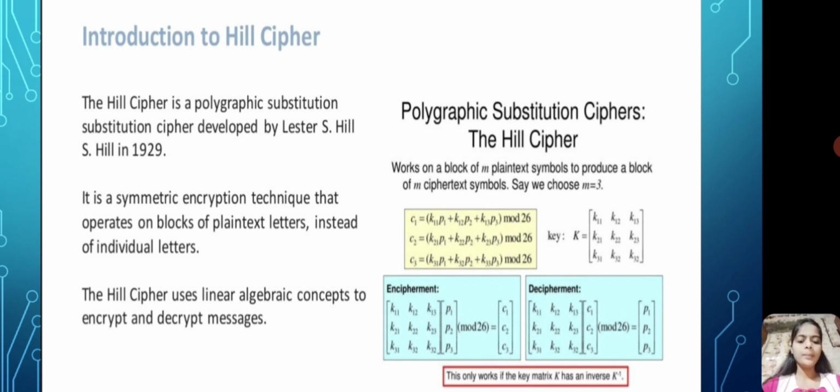We have to multiply each letter. C1 equals P1 multiplied with K11, P2 multiplied with K12, P3 multiplied with K13 mod 26. C2 equals P1 multiplied with K21 and P2 multiplied with K22, P3 multiplied with K23 mod 26. C3 equals P1 multiplied with K31, P2 multiplied with K32 and P3 multiplied with K33 mod 26.